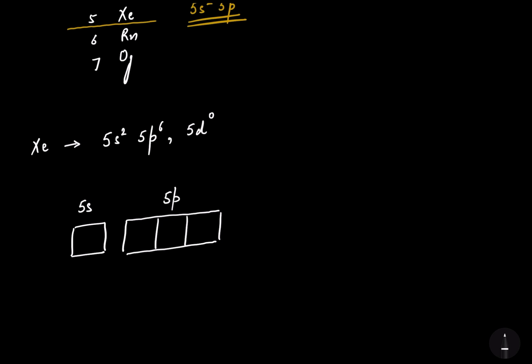Now let's come to the 5d. In 5d, we have a total of 5 degenerate orbitals. So these are the 5 degenerate orbitals of the d subshell of the 5th shell, that is 5d.